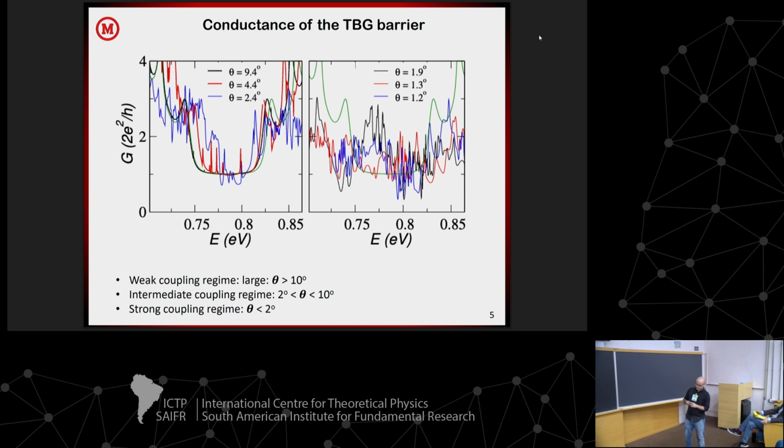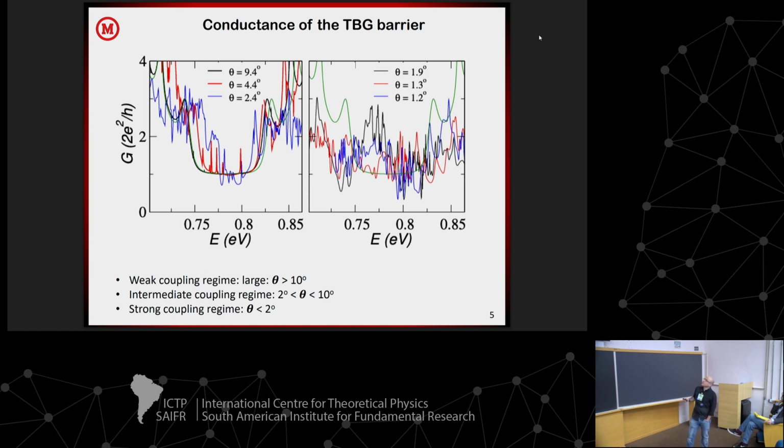but it follows the conductance of the system. When we reduce the twist angle, we reach the intermediate coupling regime between 2 and 10 degrees. You can see that the width of the plateau is reduced, and some peaks appear superimposed on the plateaus. This is because the patch is not so transparent, so it scatters electrons and creates some evanescent states, and they appear as a new channel for conduction.